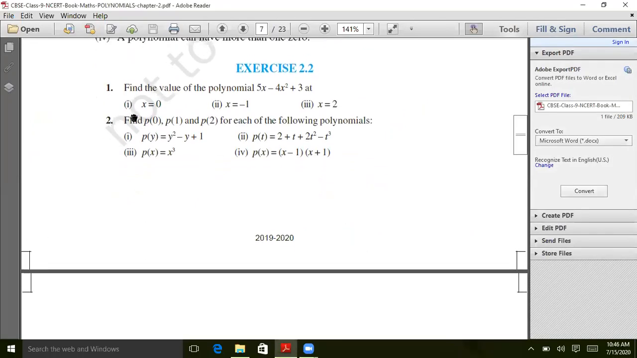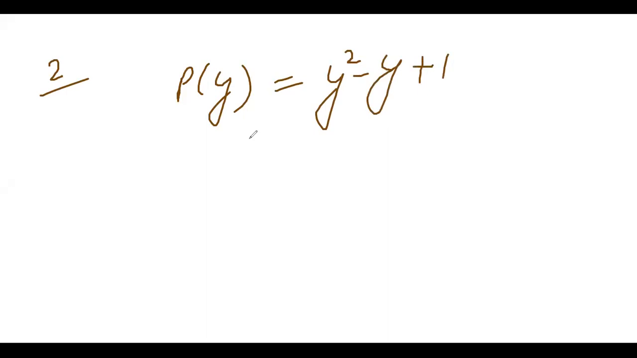Next question is second, find P0, P1, P2 for each of the following polynomials. You have given 4 polynomials and here you are to find out the values. Firstly, P0 that means आपको variable के place पे 0 रखना है. P1 that means then 1. P2 that means variable के place पे 2. As we have given here, the first equation is Py is equal to y square minus y plus 1, right?